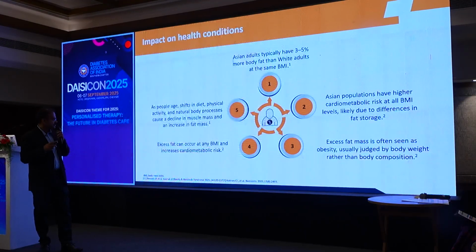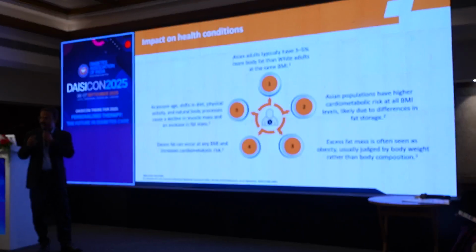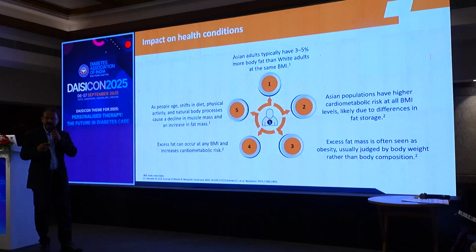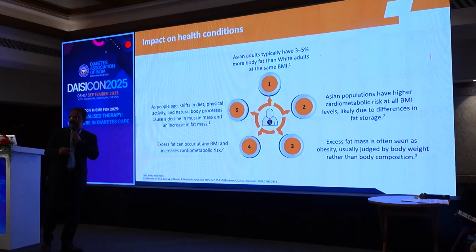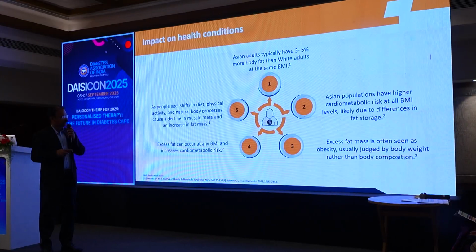As age increases, there is a shift in diet pattern, a decrease in appetite, a decrease in physical activity, and natural body processes decline. All of this decreases muscle mass and increases fat mass, which increases the cardiac as well as diabetic risk.